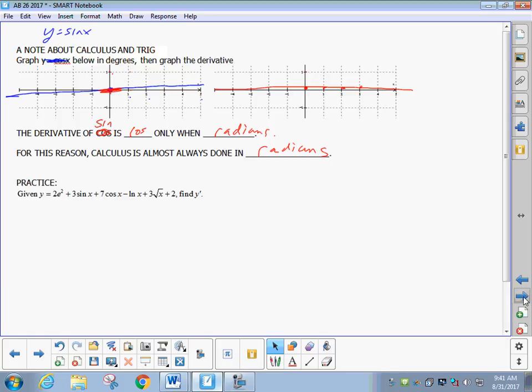The derivative of e is e. Now let me specify. The derivative of e to the x is e to the x. The derivative of e is 0 because e is a constant. Okay? So I should have said e to the x. The derivative of log is 1 over x. The derivative of sine is cosine. And the derivative of cosine is negative sine. With those in mind, would you just do this one practice problem, please?